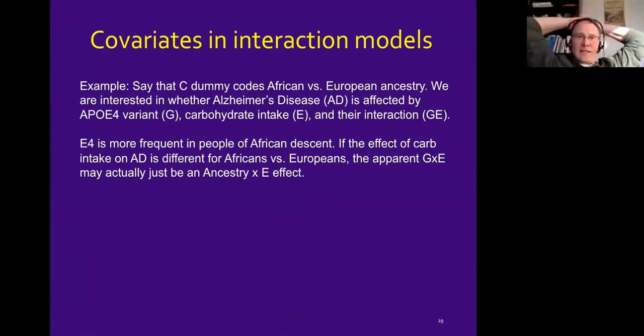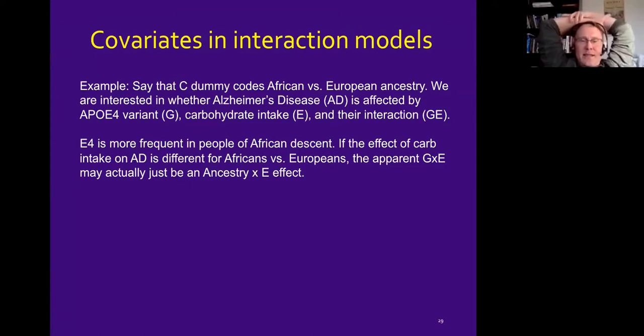Say C is the covariate, dummy coded as African ancestry versus European ancestry, and we have a mixed ancestry sample. Obviously, this is not going to happen often, but it does happen often if we're talking about a European-wide sample, and C would be the first principal component that differentiates Northern versus Southern European, for example. So these things do happen. We're interested in whether the outcome, Alzheimer's disease, is affected by ApoE, which is G, and carbohydrate intake, and their interaction. So does the effect of ApoE on Alzheimer's depend on carb intake?